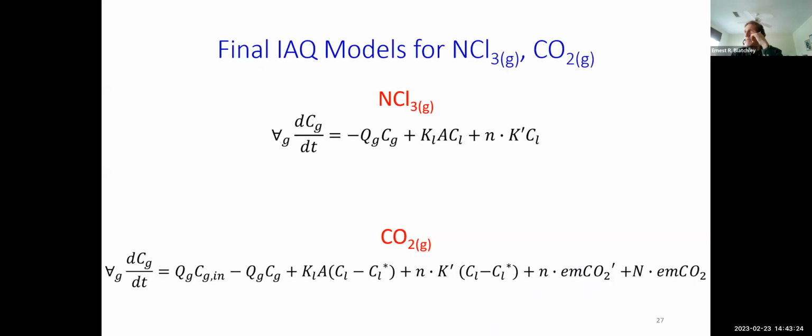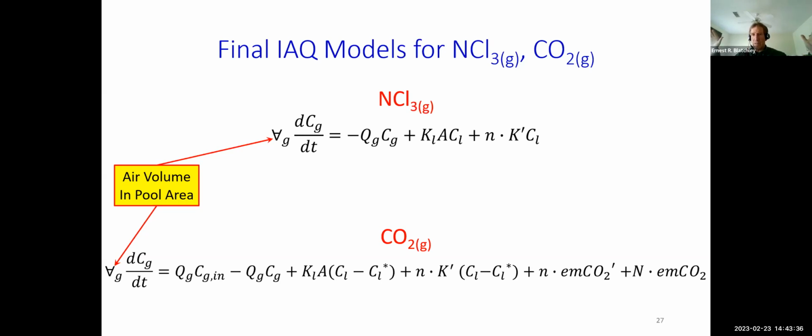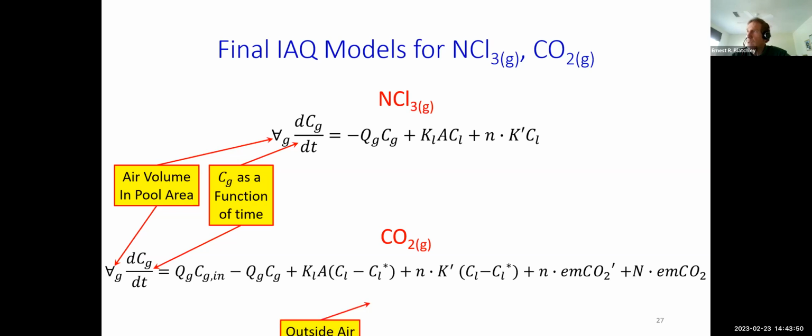So here are the final models that were developed for trichloramine and carbon dioxide. Let me just walk you through these terms. This term V sub G is the volume of air in the pool area. So imagine you have a swimming pool inside an auditorium. This represents the amount of air that's present, that volume of air above the pool. The next term describes how the concentration of either trichloramine or carbon dioxide changes as a function of time.